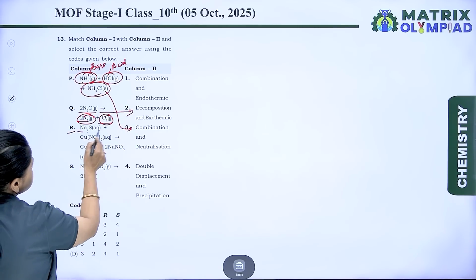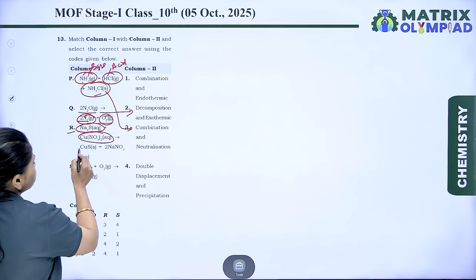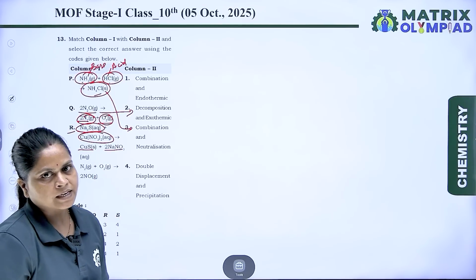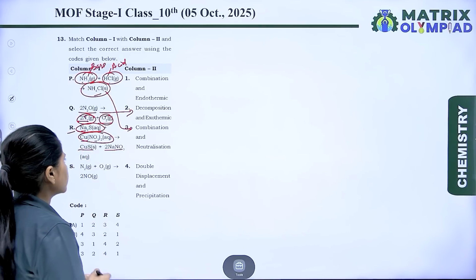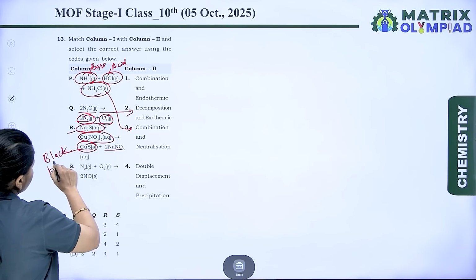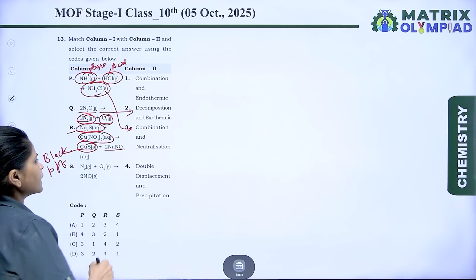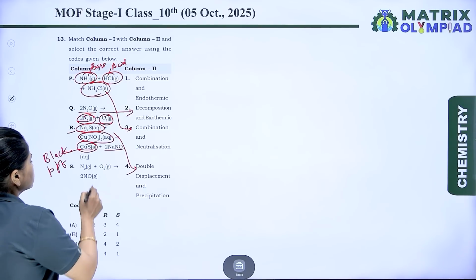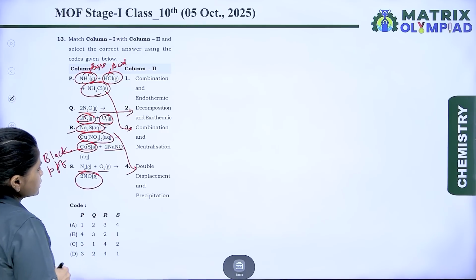Now hydrogen sulfide and copper nitrate, these are the two compounds which give copper sulfide and HNO3 after a double displacement reaction, because there the ions are exchanged between the two compounds, and the color of copper sulfide is black and it is insoluble, so it is called a precipitate. So this reaction is double displacement as well as precipitation.